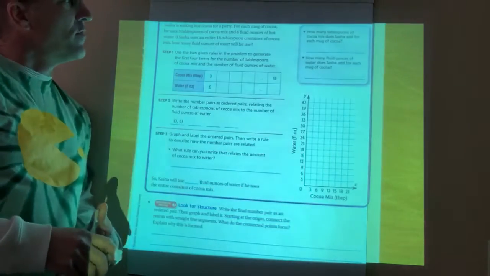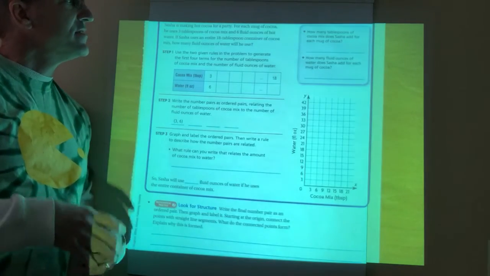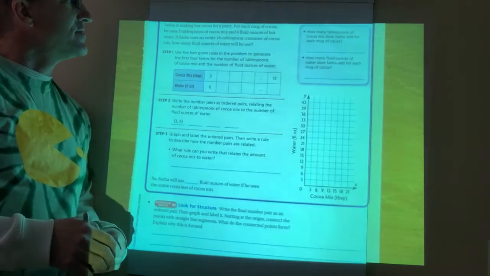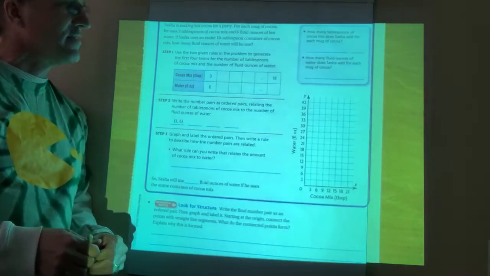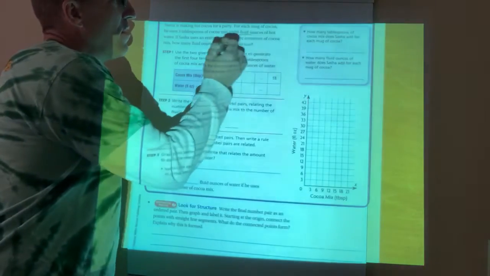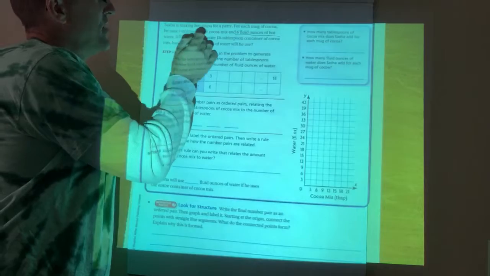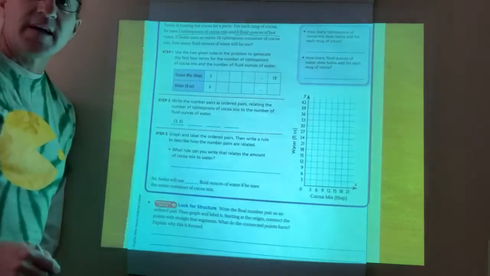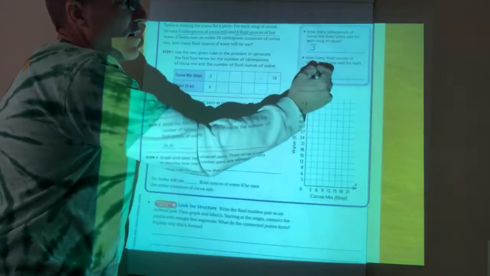Sasha is making hot cocoa for a party. For each mug of cocoa, he uses 3 tablespoons of cocoa mix and 6 fluid ounces of hot water. If Sasha uses an entire 18 tablespoon container of cocoa mix, how many fluid ounces of water will he use? So again, our important information: we've got 6 fluid ounces of water and 3 tablespoons of cocoa. So those are the things that are important. How many tablespoons? Over here, 3, water, 6.